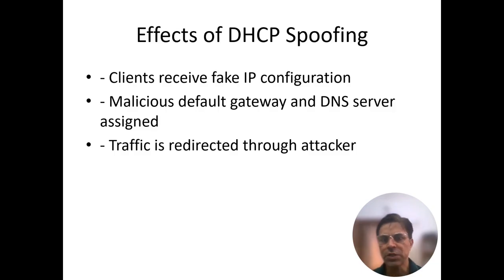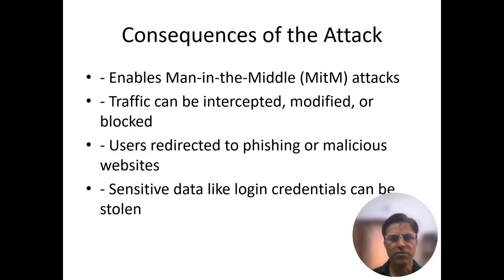Effect of DHCP spoofing. The client receives fake IP configuration, with a malicious default gateway and DNS server assigned. Traffic is redirected through the attacker. Consequences of the attack: it enables a man in the middle attack. Traffic can be intercepted, modified, and blocked. Users are redirected to phishing or malicious websites. Sensitive data like login credentials can be stolen.